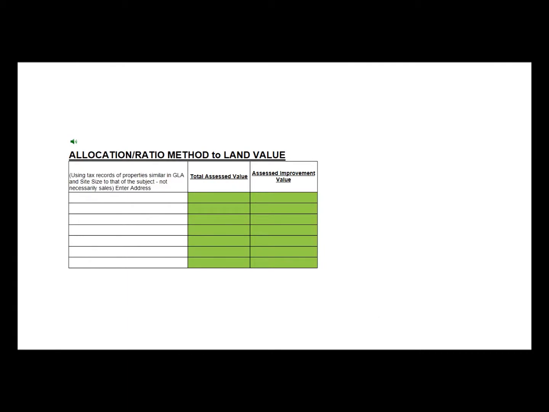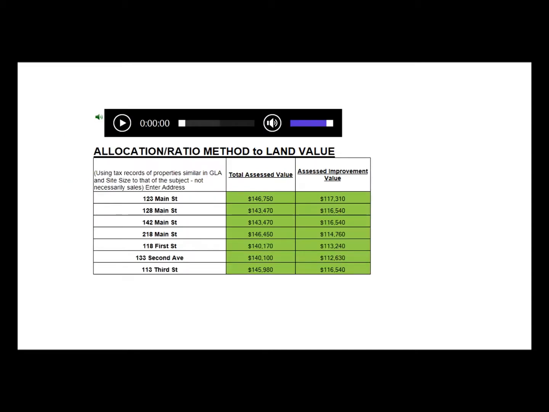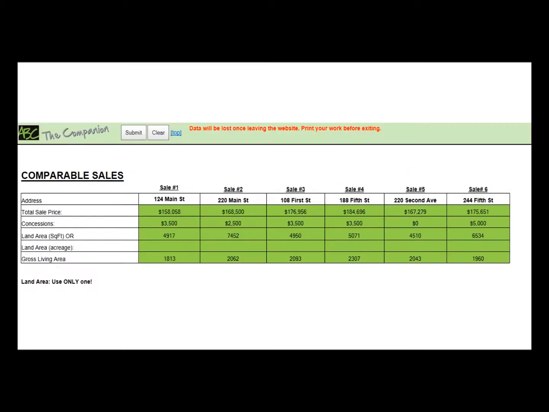This section of the companion is about the allocation ratio method. All you're going to need to do is take tax records, come up with the total assessed values and the assessed improvement value, and the companion will do the rest. Here's one that has been completed, so it'll give you an idea of what this section would look like. After you've completed the assessment part, then you'll come down and put in your comparable sales, and this will actually compute your adjustments for you. Here's an example of what one looks like filled out.